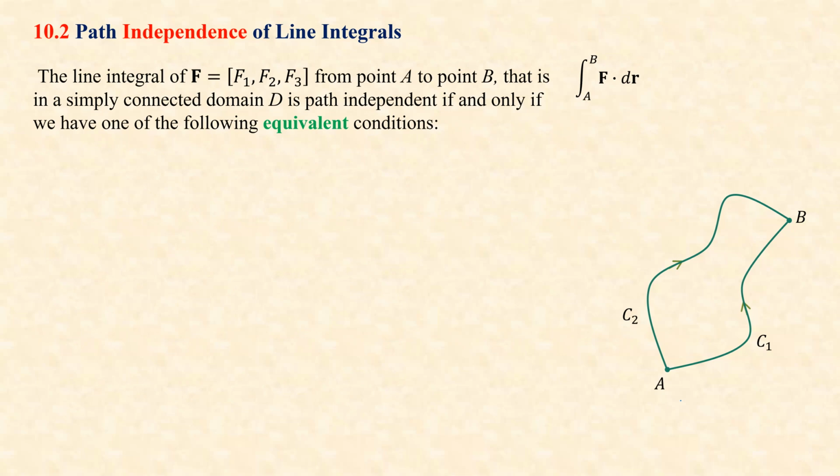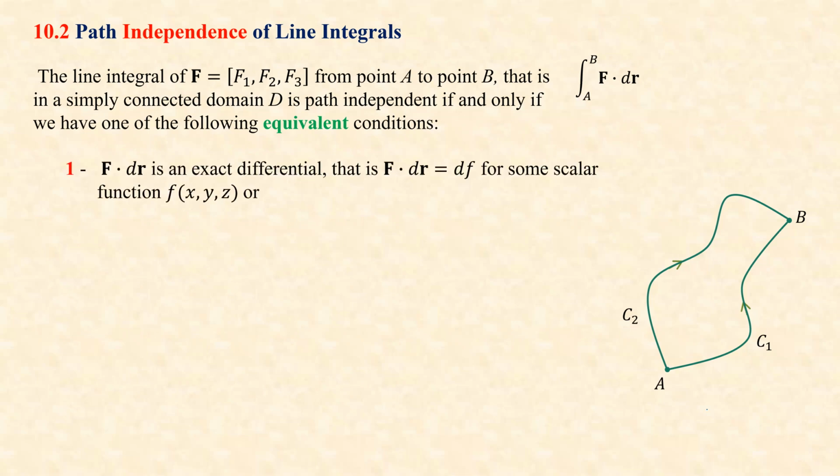The line integral of f, which is a vector field, from point A to point B, which is the integral from A to B of f dot dr, in a simply connected domain D is path independent if and only if we have one of the following equivalent conditions. We have a few conditions that are equivalent, and they are also equivalent to being path independent. One of them is that f dot dr is an exact differential, which means that f dot dr is d of some function, the total differential.